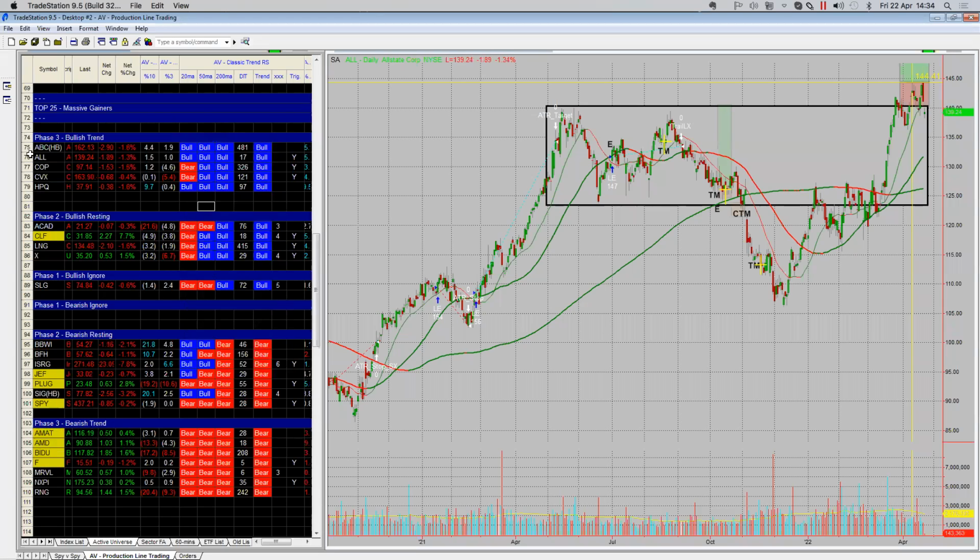But even if you only have the basic charting, and you don't have the extra custom tools here, looking through 25 stocks 2 or 3 times a week, it's not that labor intensive. It's not that time consuming.